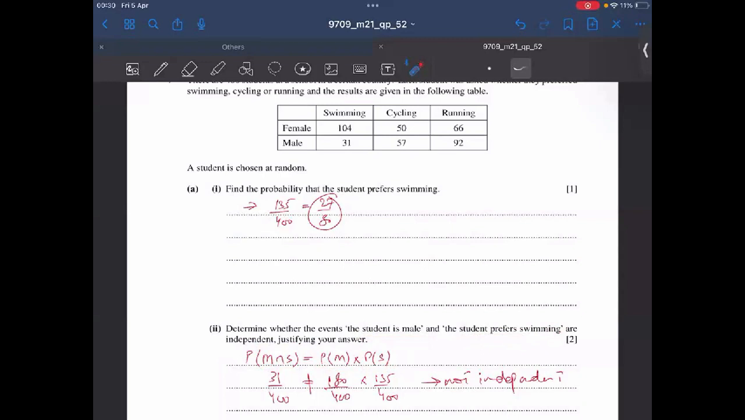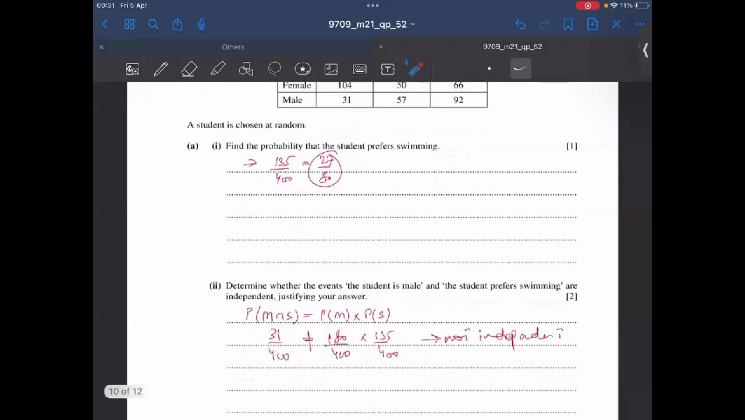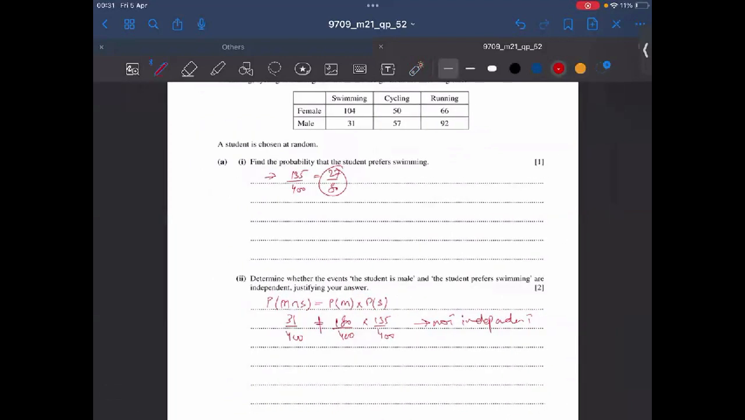So I have written over here the probability of the student being male. I have added up all the males divided by 400. The probability that the student prefers swimming, 104 plus C1 divided by 100. And the probability that the student is male and prefers swimming is 31 over 400. So the two sides of the equation are not equal to each other, which means the equation is not satisfied, and therefore these two events are not independent. Is it clear or not, Miss? Yes, sir. Okay.